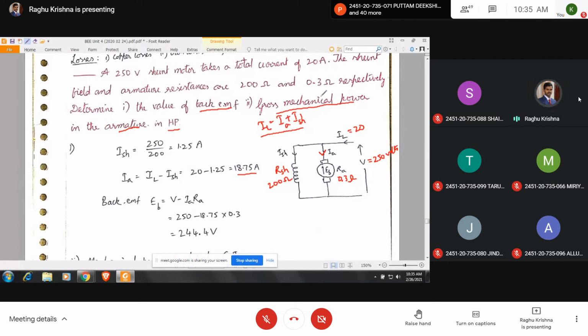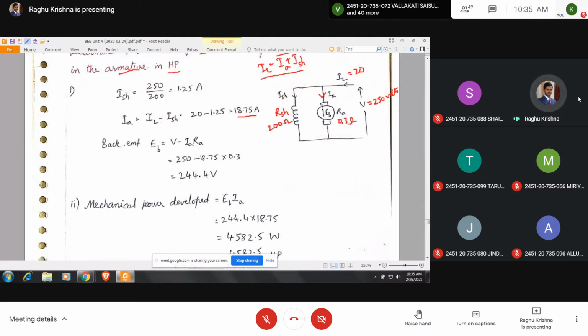Next, gross mechanical power in the armature. So here, mechanical power developed. This is a very important formula: EB into IA is the mechanical power developed.